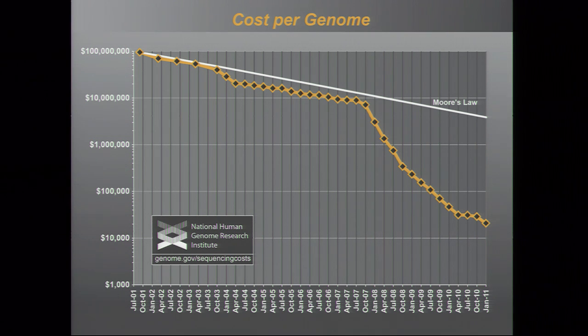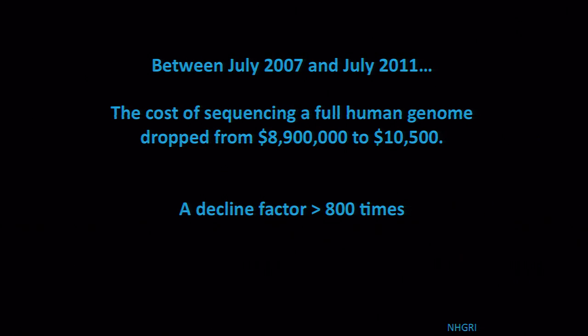Let me give you an order of magnitude of this divergence. So cost of sequencing a genome goes from about $9 million to $10,000. Okay, that's a drop of 800 times. Let's just put that in digital terms. Computer costs over the same period fell by 4.